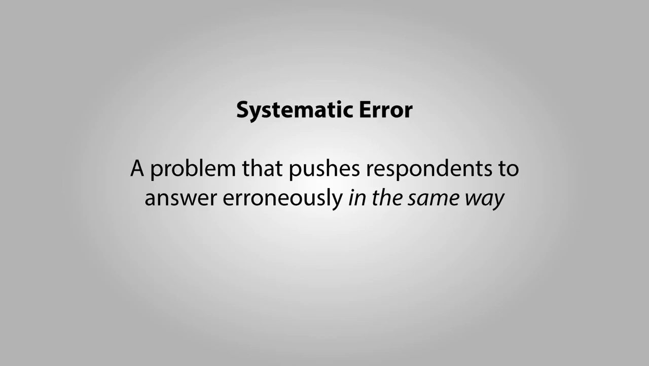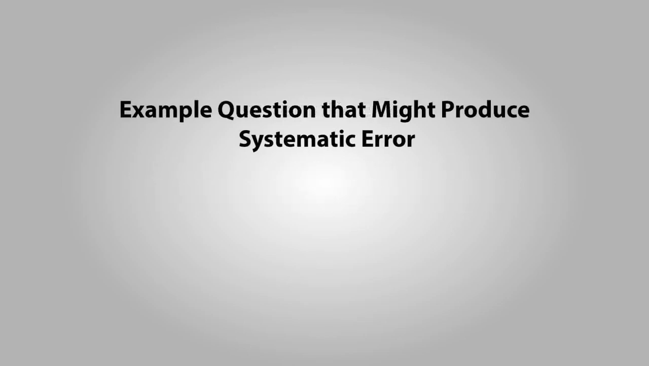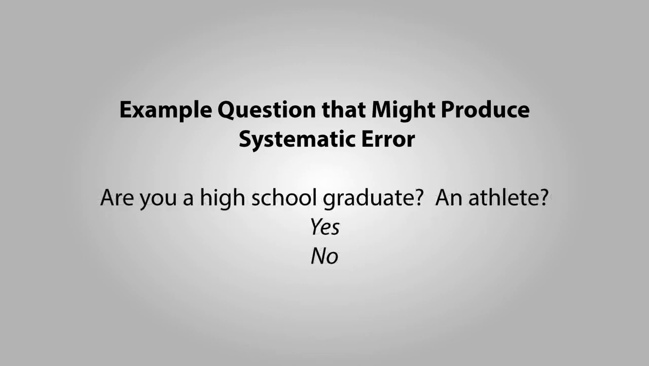Let me give you an example. Here's another example of a question that might produce systematic error. Let's say I wanted to find out who is a high school graduate and athletic, so they have to be both. And I asked the question like this: are you a high school graduate, an athlete, yes or no?